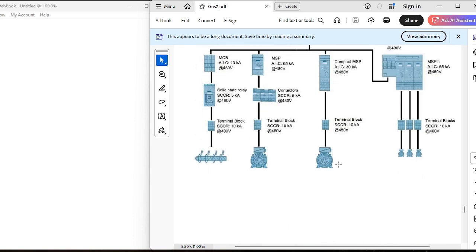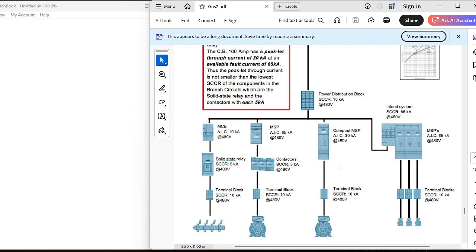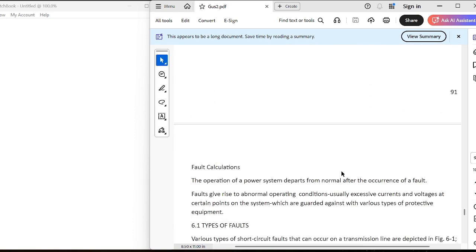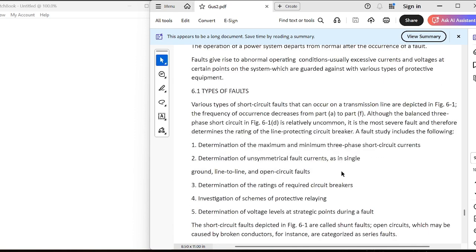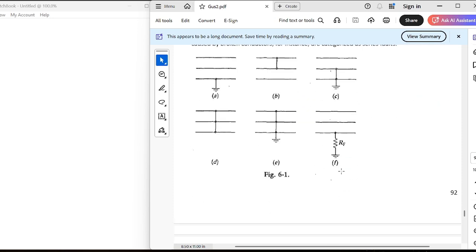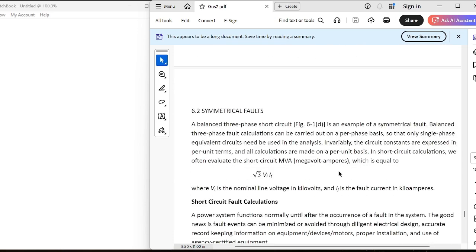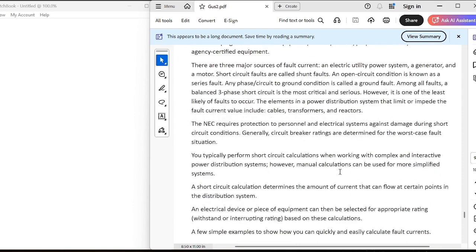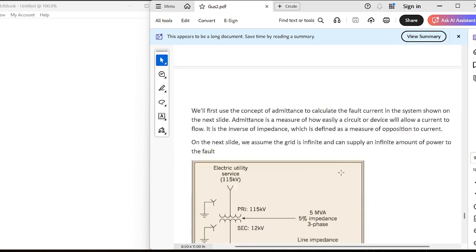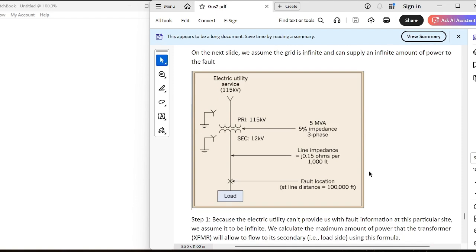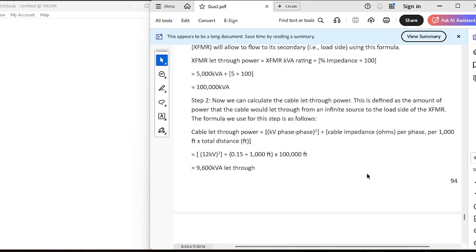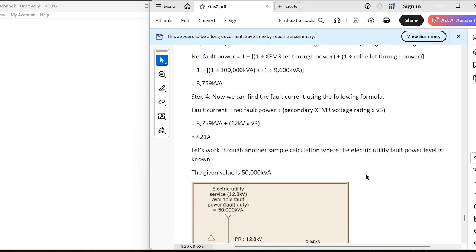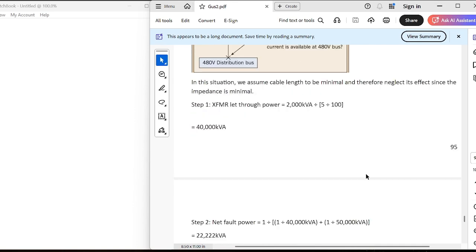And let me talk a little bit more about fault calculations and types of faults, and I'll go through that a little bit later. But this is toward the end, and again, more information on faults. I want you to have a good idea about faults, because we want you to be safe, and that's what today's topic is going to be about, okay?